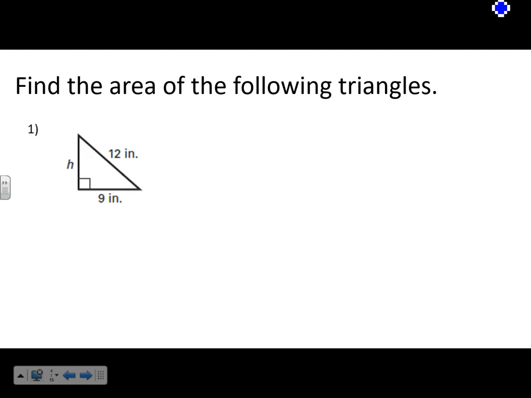So find the area of the following triangle. We have the base is here and the height is here, but we don't know the height. So it would be 1/2, the base is 9, and the height we don't know is h. So we have to find h. Well, the good news is we know that it's a right triangle, and so we can use the Pythagorean theorem. So 9 squared plus h squared is equal to 12 squared, which is 81 plus h squared is equal to 144.